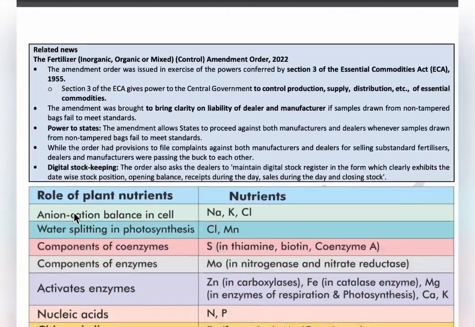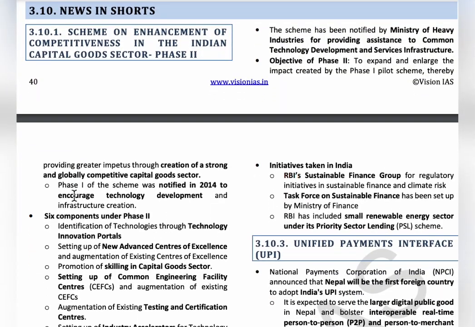The next topic is a scheme on enhancement of competitiveness in Indian capital goods sector phase 2. So the main objective of this scheme is to create a strong and competitive capital goods sector. So to make India self-reliant, industries which generate goods like steel, iron, etc. are developed at the global level. So phase 1 of this scheme was launched to encourage the technological and infrastructural development.